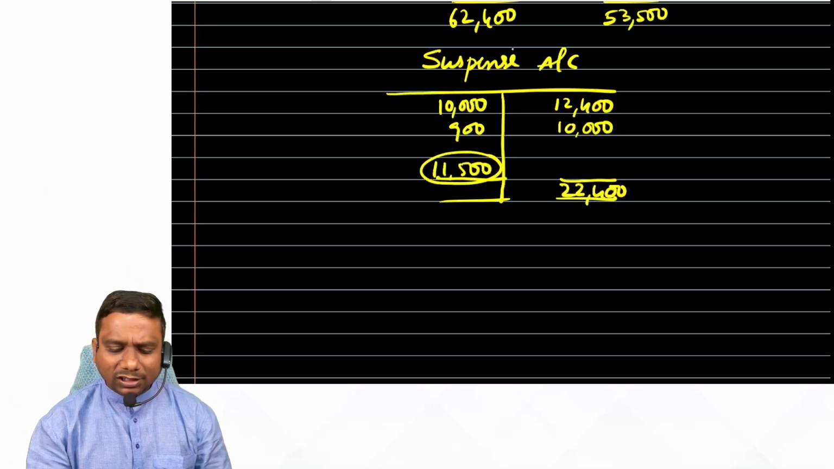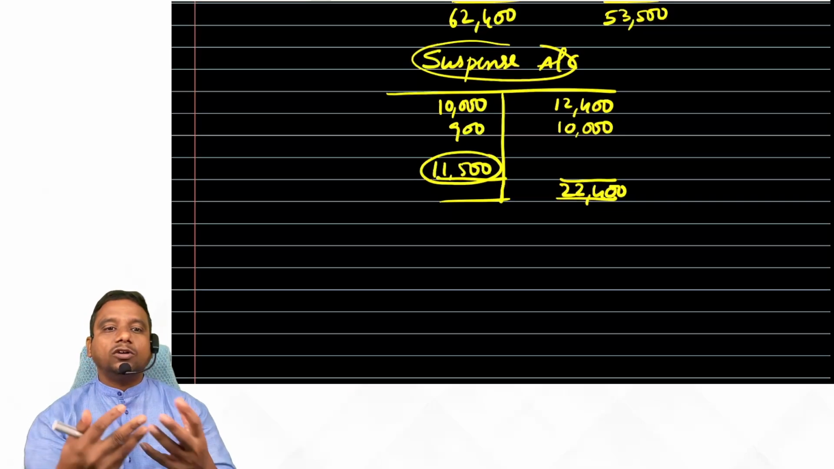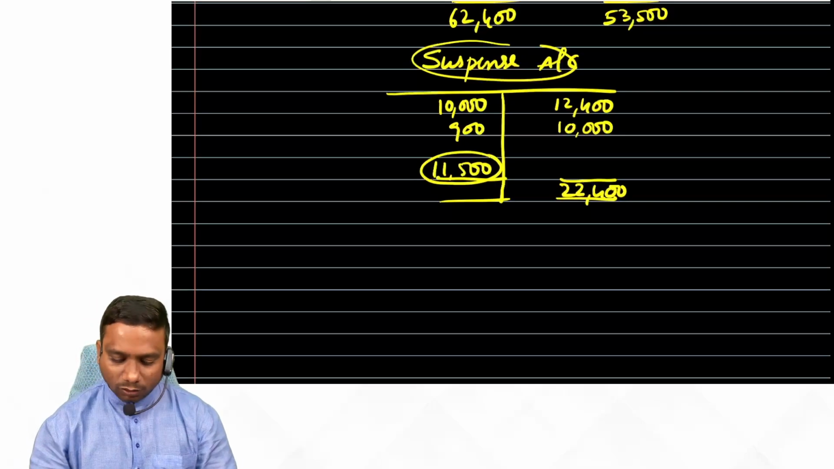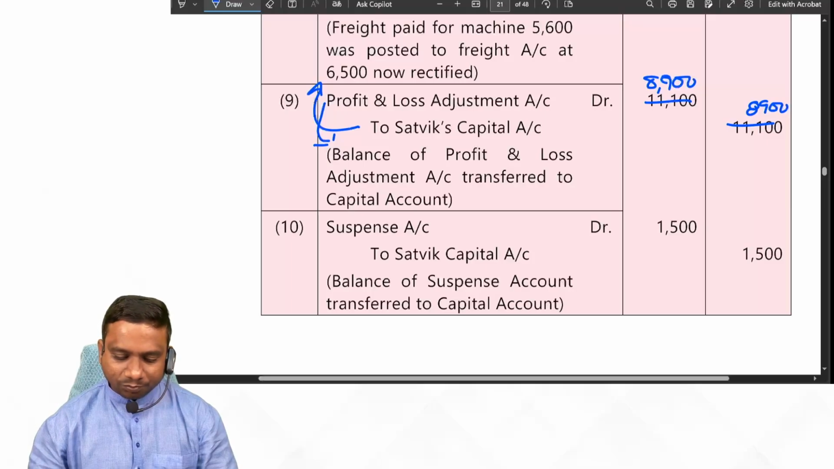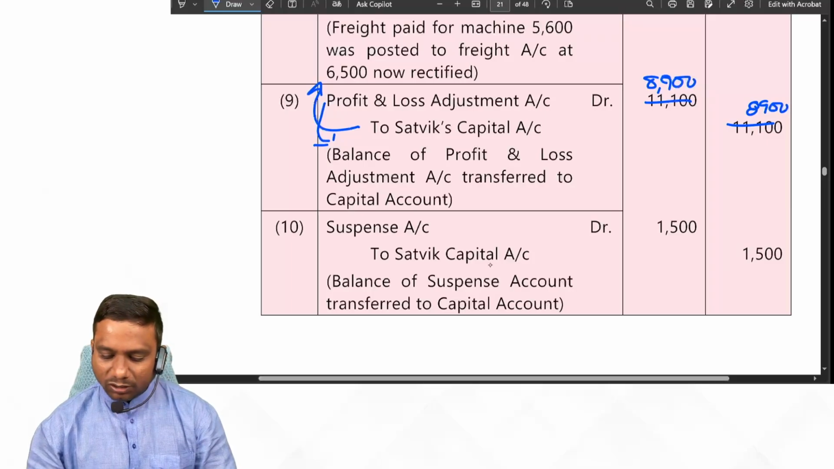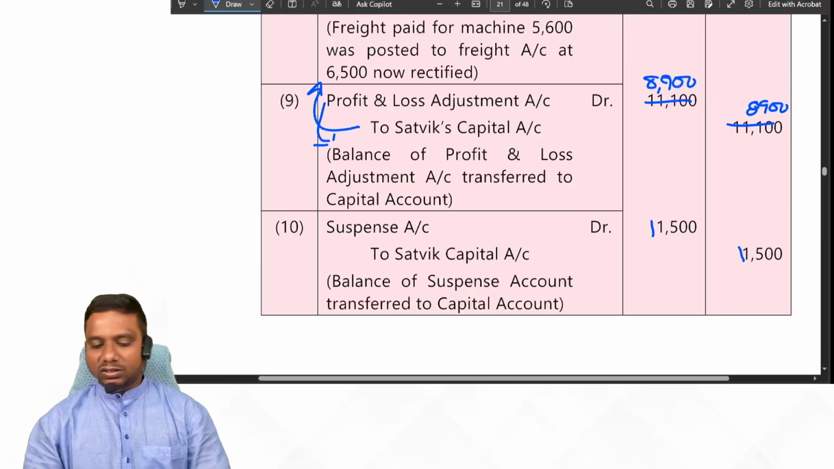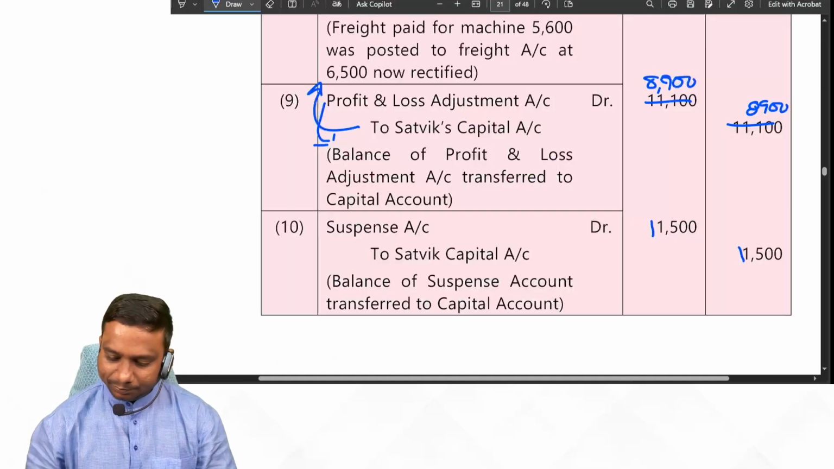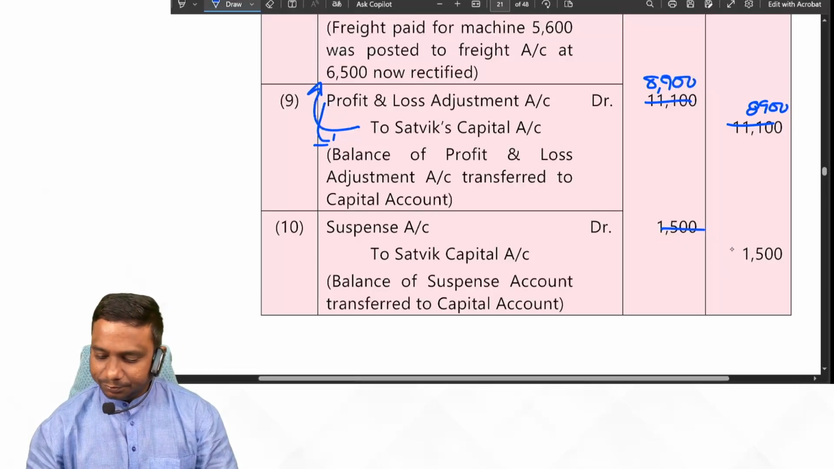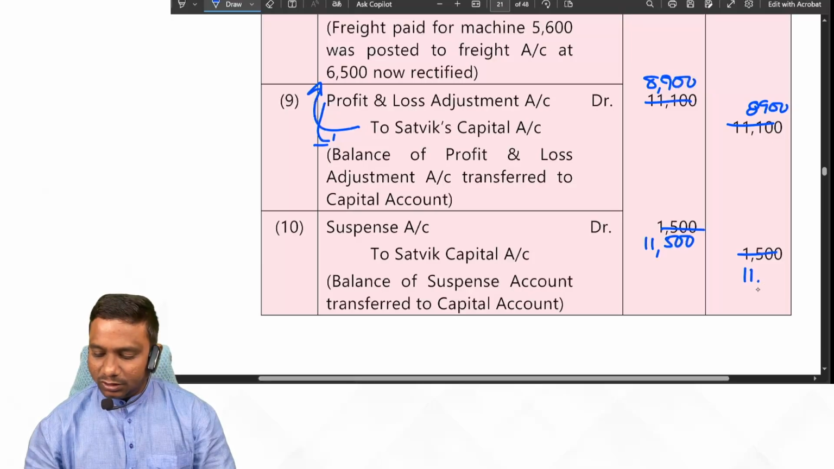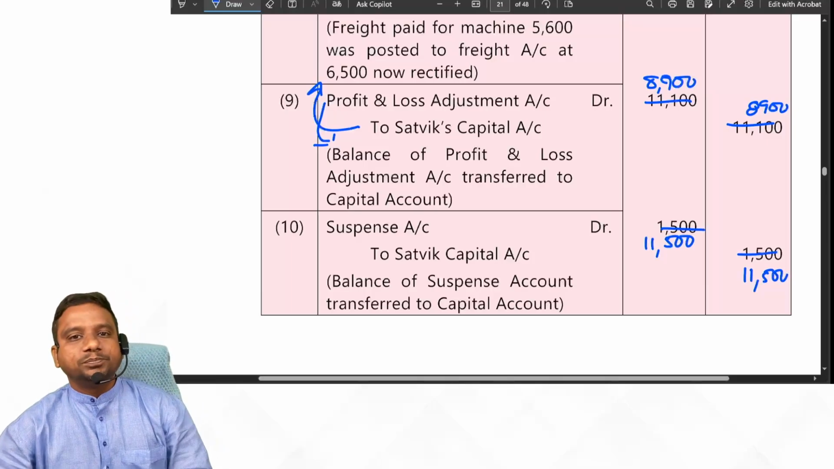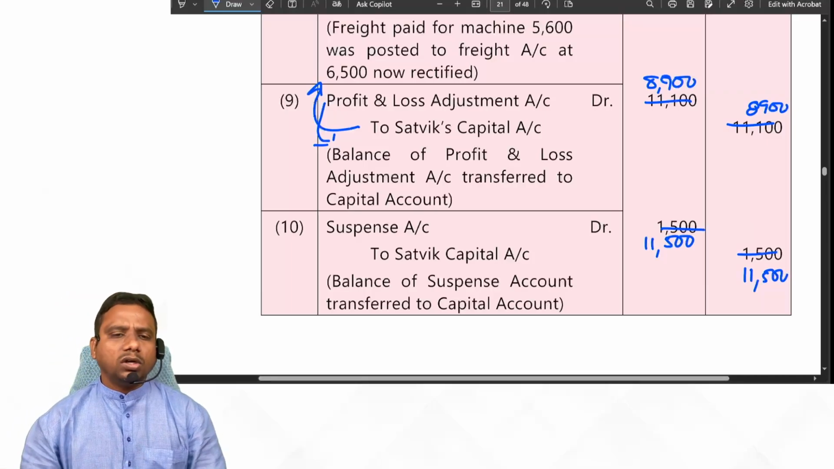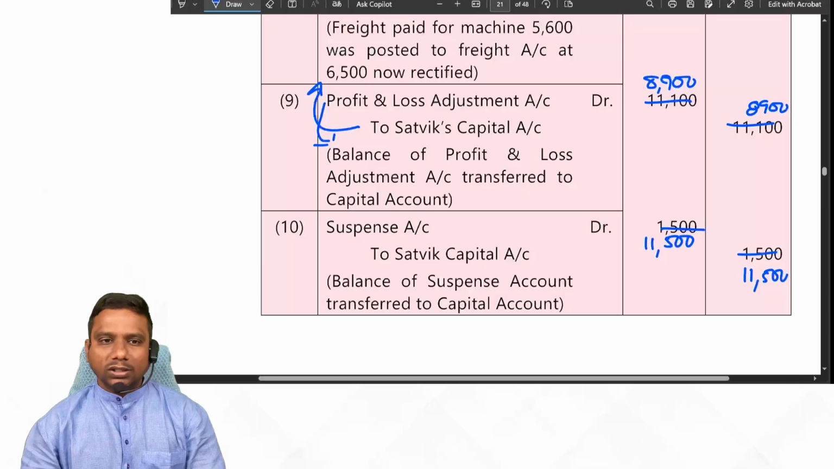What is the entry we record? The suspense account is showing a credit balance now. So suspense account debit to Satvik capital account 11,500. Observe: suspense account debit to Satvik capital account. Write it down once more, 11,500. Entry correct: suspense account debit to Satvik capital account 11,500. That's it. Is it clear, students? So this is a small correction in the answer. You try to correct it.